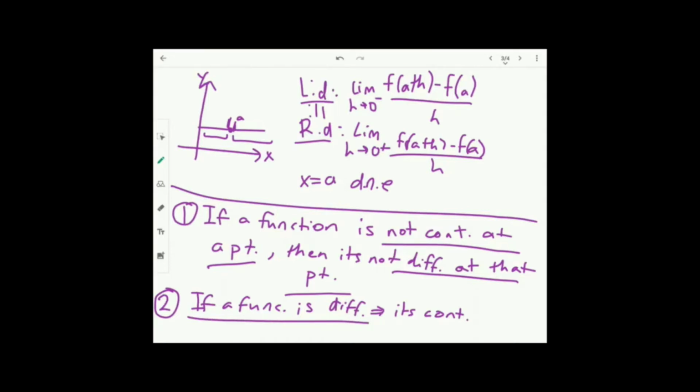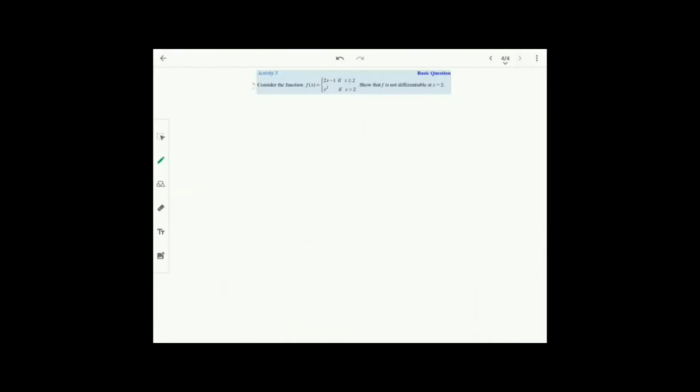Now, to see if you understood what I said, let's do a quick application with activity 3. I'll give you a few seconds. Okay, let's check it together. Activity 3 says, consider the function f of x equals 2x minus 1 if x is less than or equal to 2, x squared if x is greater than 2. Show that f is not differentiable at x equals 2.